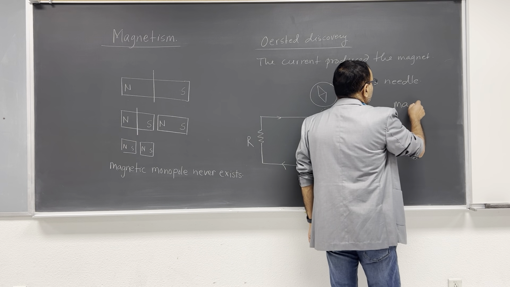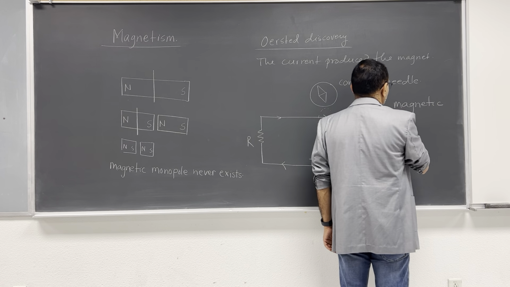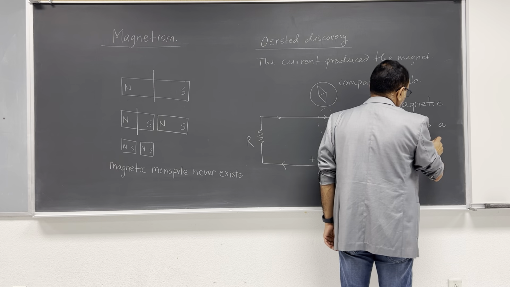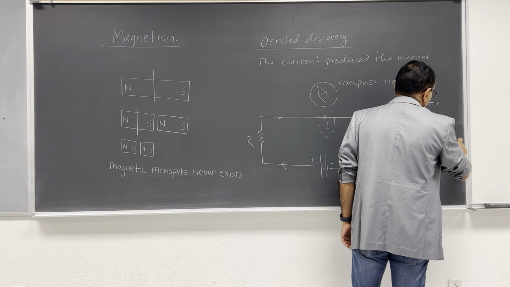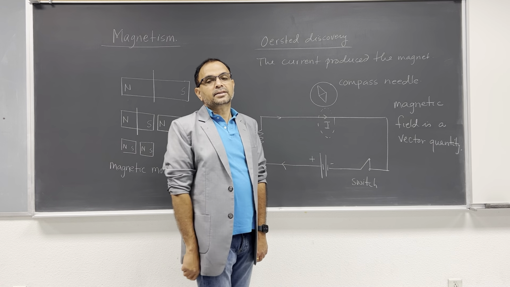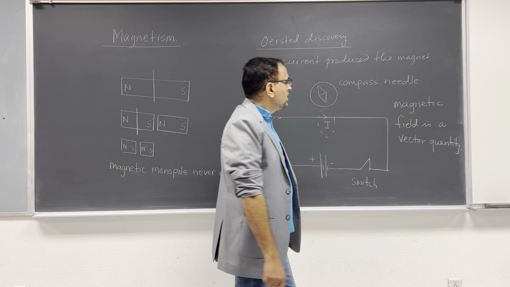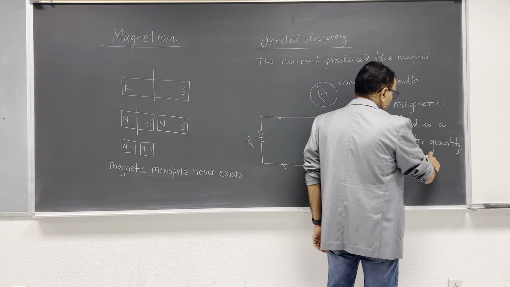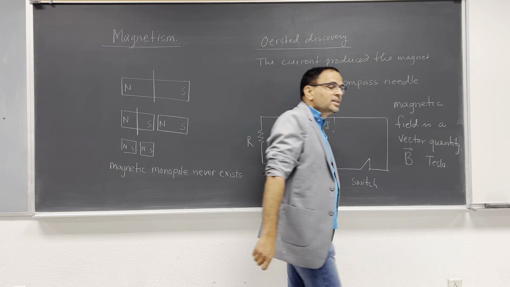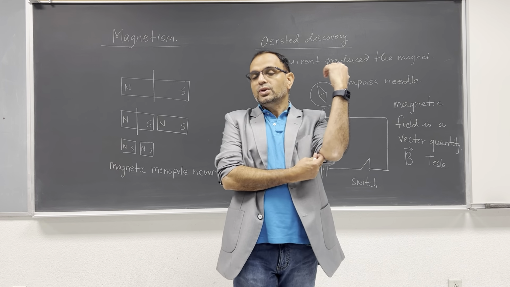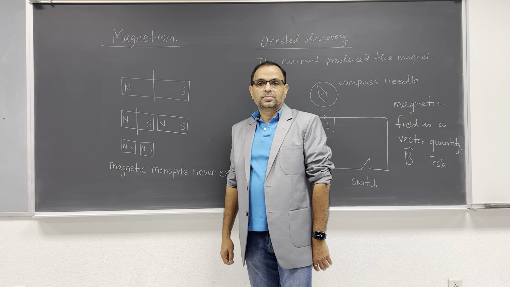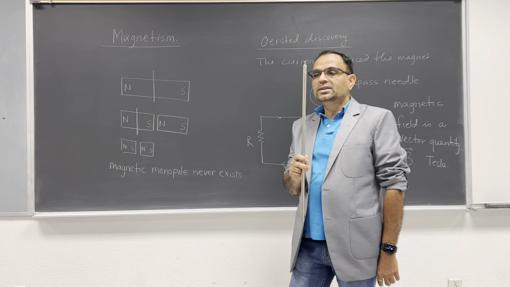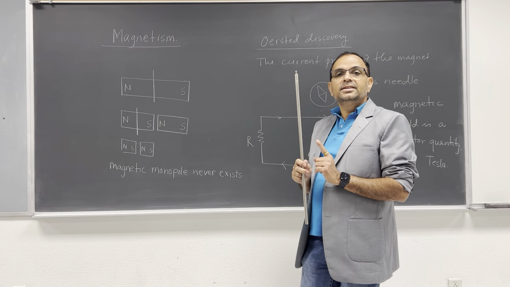Magnetic field is a vector quantity. Simply, the magnetic field is represented by B, and it is a vector quantity, and the unit is Tesla. Okay, so if the magnetic field is a vector quantity, then we have to give the direction of the magnetic field. For example, let us suppose this is the conductor, and this conductor carries the current.